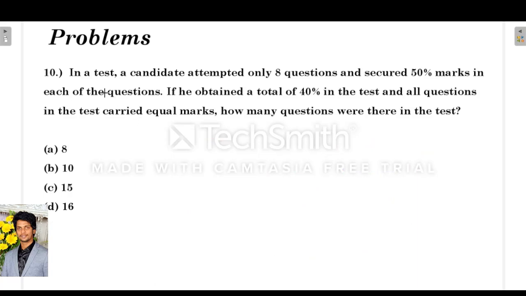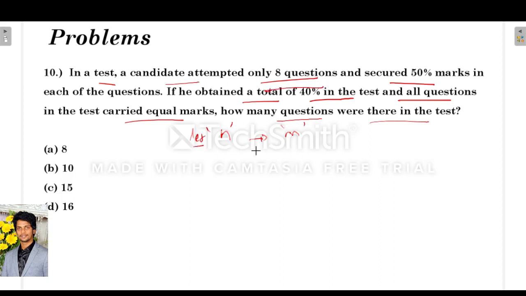Okay, next question is, in a test, a candidate attempted only 8 questions and secured 50% marks in each of the questions. If he obtained a total of 40% in the test and all questions carry equal marks, how many questions were there in the test? So let us say there are n questions in the test and each question carries m marks. So this is the number of questions in the test and this is marks per each question.